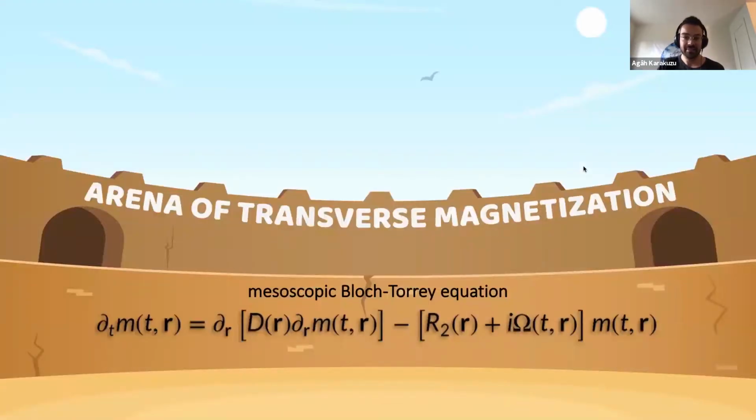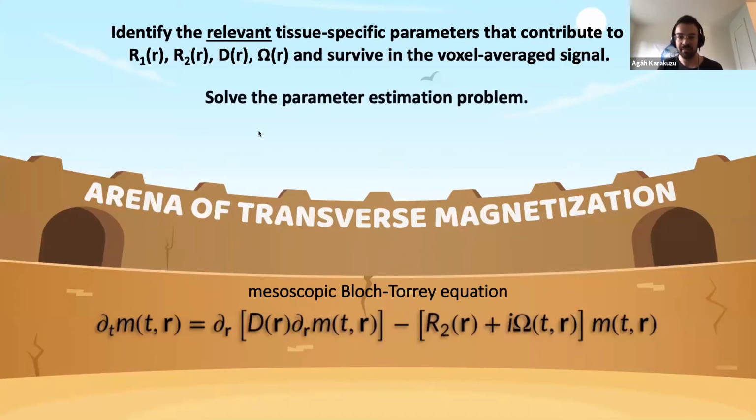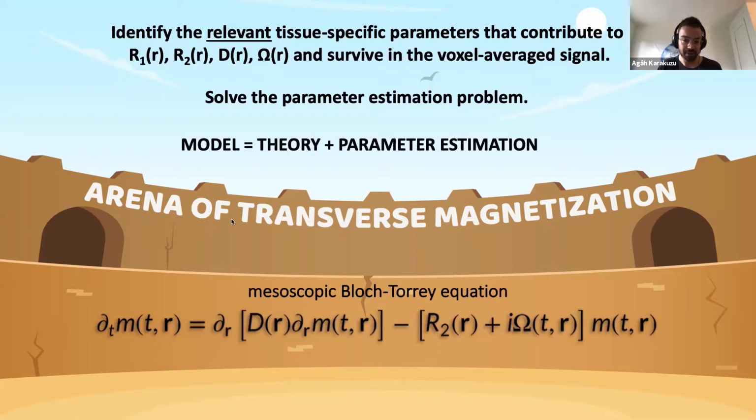And it has this famous mesoscopic Bloch-Torrey equation written on its walls. And the number 1 rule in such an arena is that you do talk about modeling, which has 2 important steps. The first one is identifying relevant tissue-specific parameters that contribute to the terms in this equation, which is building an effective theory for the macroscopic signal that we observe after a massive coarse graining. And the second one is solving the parameter estimation problem. We need to find optimal ways to quantify these parameters. And the combination of these 2 gives us models.